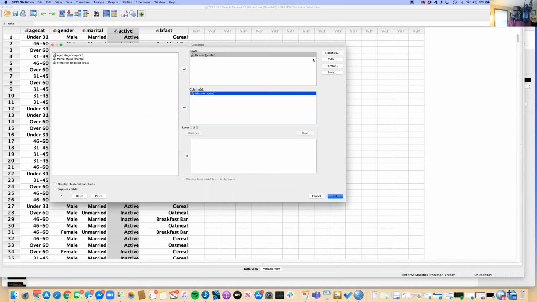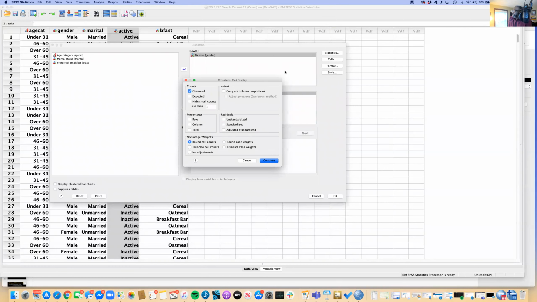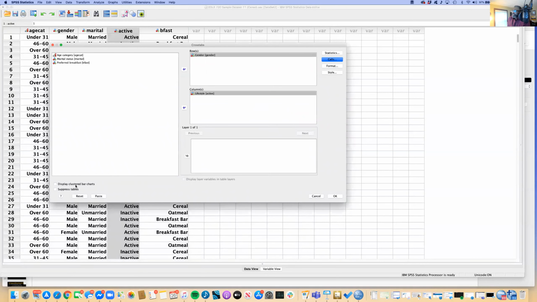And so we are going to spice it up a bit today. We'll go ahead and click cells. And we're going to take a look at the row percentages. So we'll click row percentages. What it's going to do is show us percentages as we move from left to right in the row. Okay. And then we're also going to click here, display clustered bar charts. And then we're going to click OK.